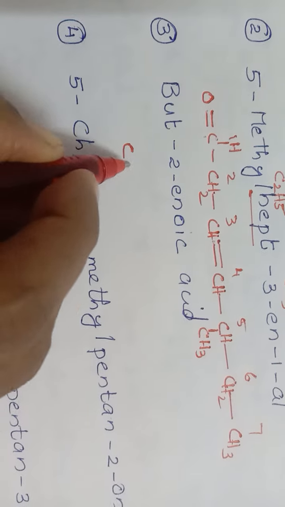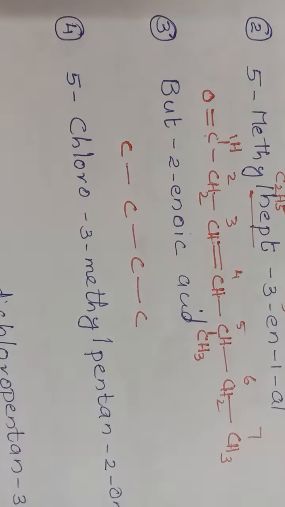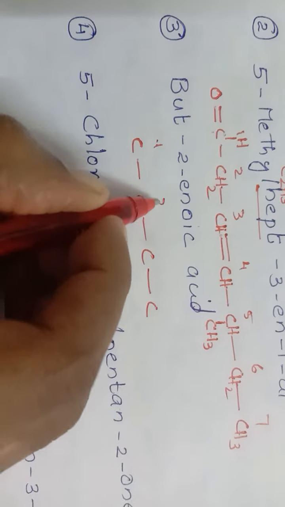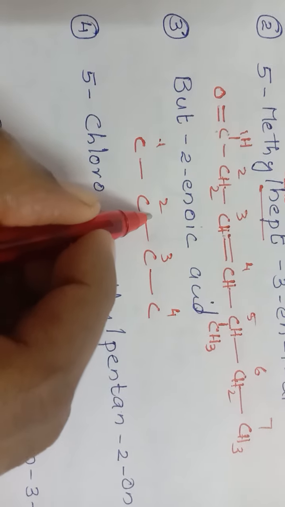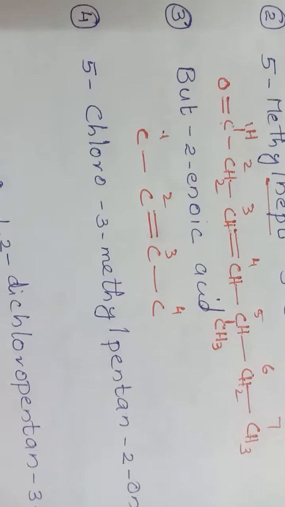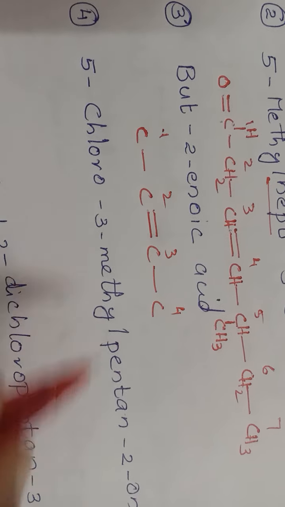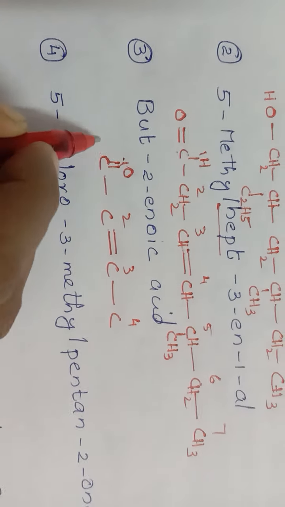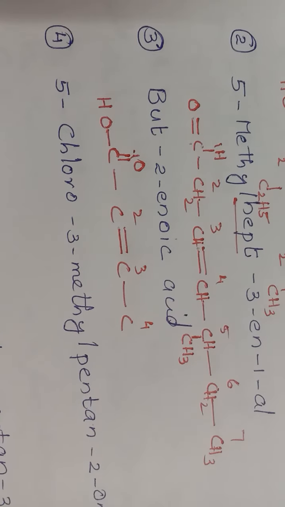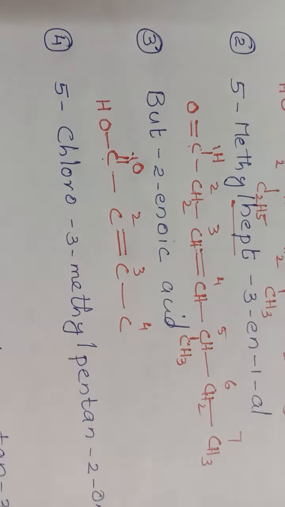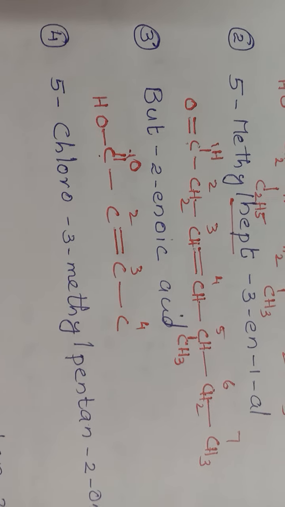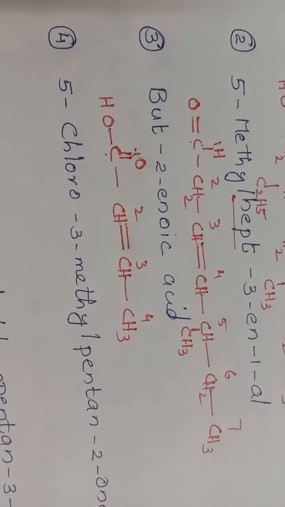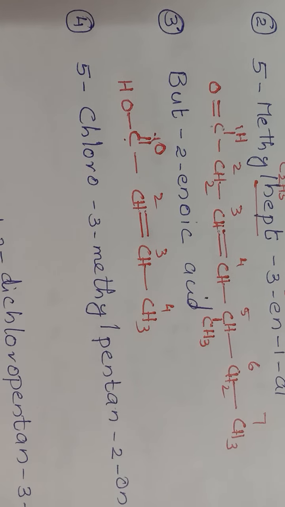But-2-enoic acid. But means there are 4 carbon atoms. Total number of carbon atoms in the compound is 4. But-2-ene. Number it. 1, 2, 3, 4. 2-ene means 2, 3 carbon. C2, C3 carbon atoms are doubly bonded. Oic acid means it is a carboxylic acid. Means carbon number 1 is the acid group. Carboxylic carbon atom will be number 1 always. This is the skeleton. CH, CH3. This is but-2-enoic acid. Contains a double bond and a carboxylic acid.